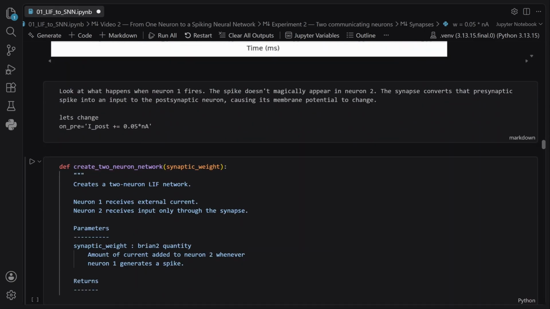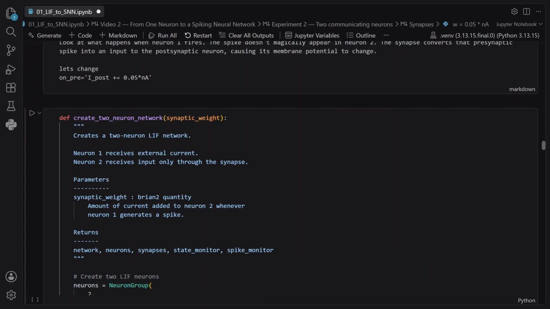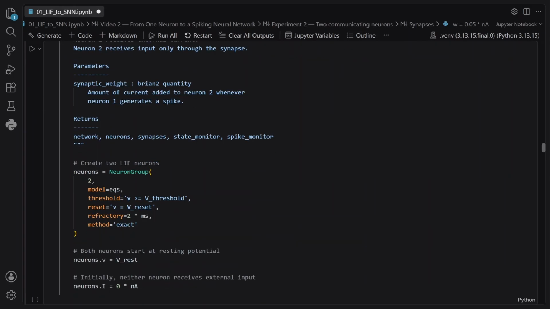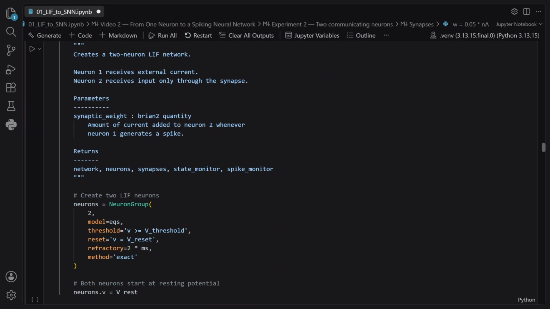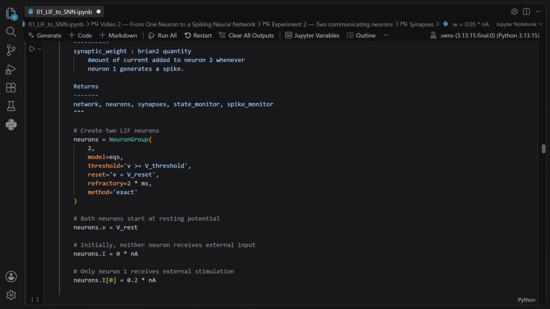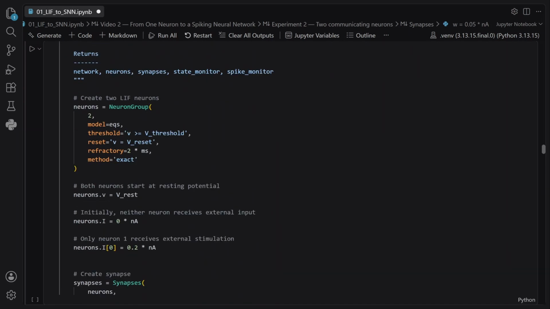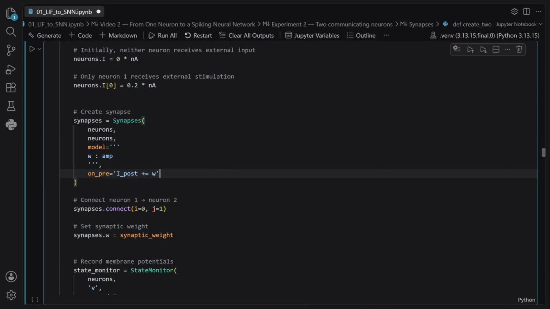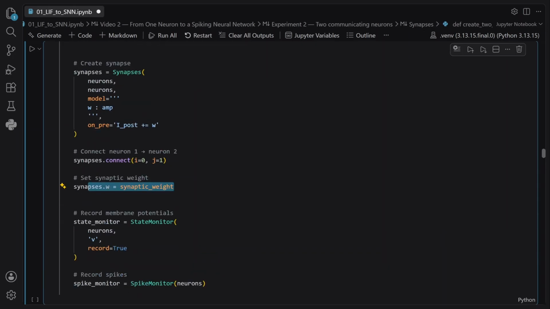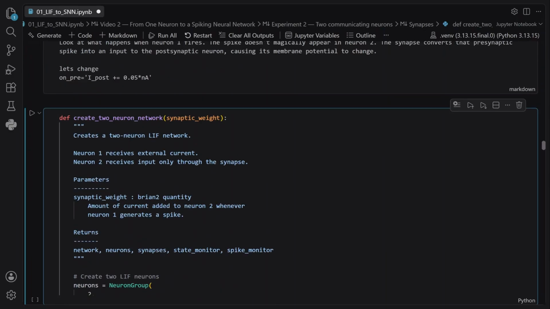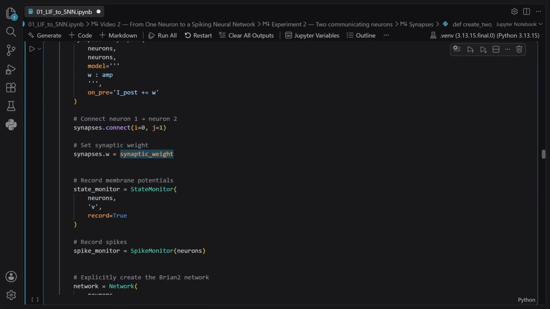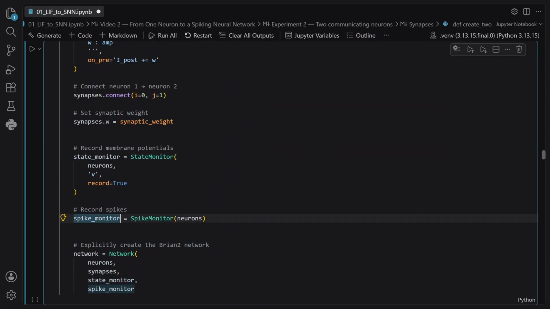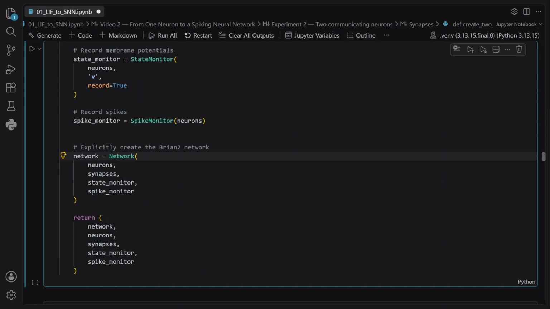For this experiment, I have created this large function. It basically creates a neuron group, the two-neuron group we had. We set all the initial values in the same way as before. We define the synapses as we did before, same connection. The synaptic weight, I believe, comes from outside as a parameter. Yep, parameter. This is what we're going to change. We define the state monitor and spike monitor in this function, define the network, and return all that.